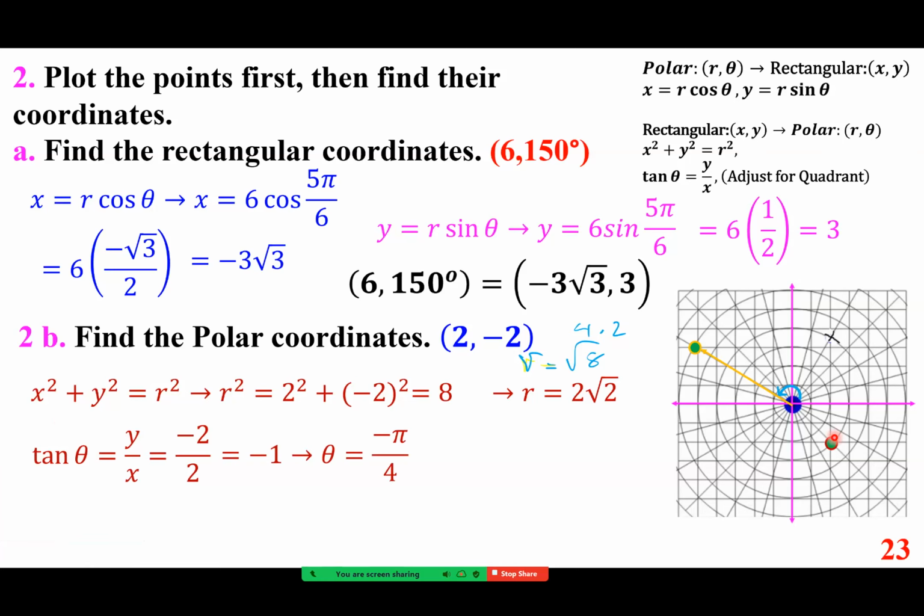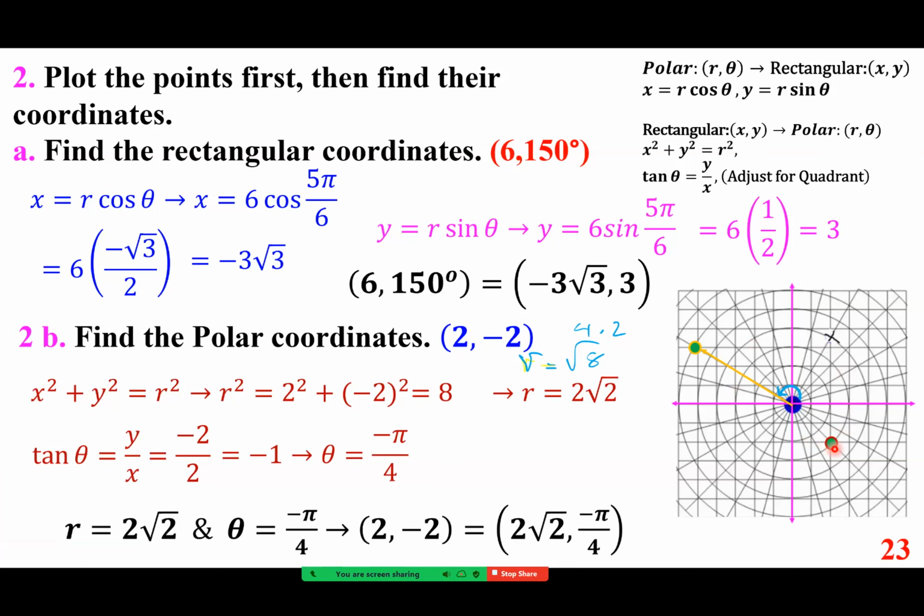If you want to go with the positive, you add 2 pi and you make it what? 7 pi over 4. So what it means is r is 2 square root of 2, and theta is minus pi over 4. So the pair 2 comma negative 2 in rectangular coordinate format is the same as 2 square root of 2 comma minus pi over 4 in polar coordinates. And again, if it's not specified, you can go with whatever you want. Normally, we want the positive, everybody, okay? Normally, we like to have the positive.